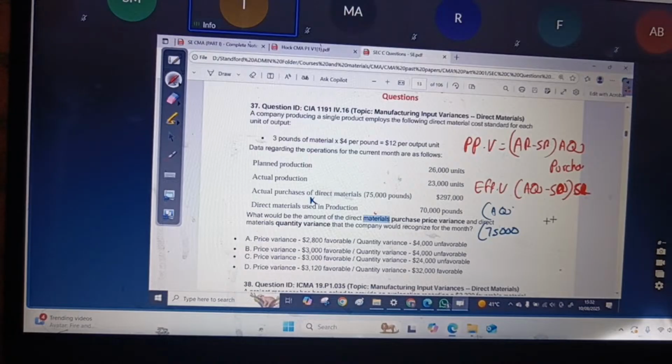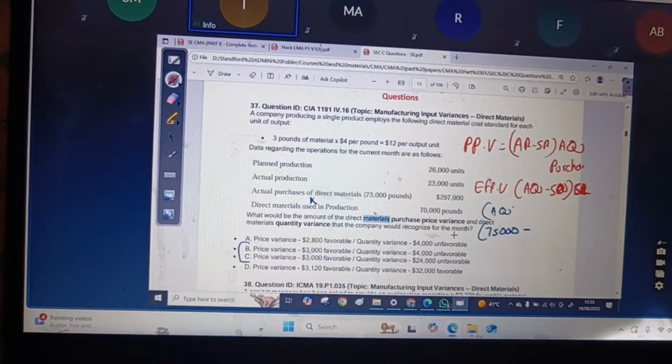So 75,000 minus what is standard quantity? $26,000... units. And that is our output. How much do you want? 3,000, right? So it's either B or C, no? Yeah. 3,000 favorable you want, yeah. Okay. So it's either B or C.